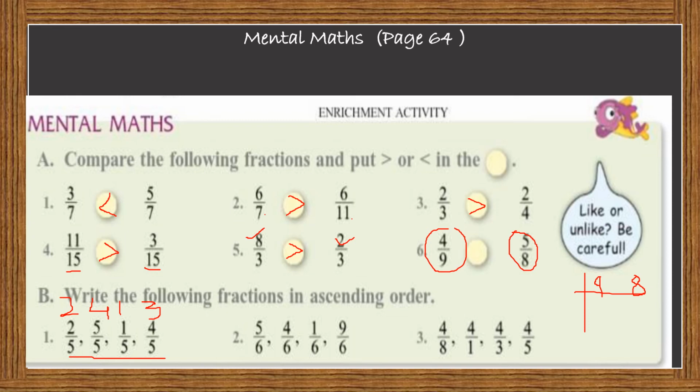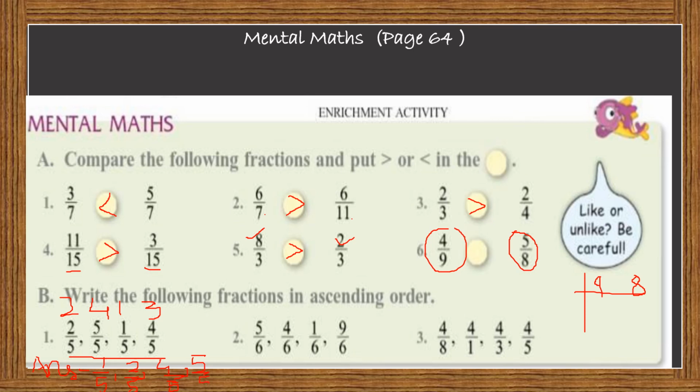So this question you will solve in the textbook itself. While writing in the textbook, you will write down the answer, and below this question you will write 1 upon 5. Then you will write down 2 upon 5. Then you will write down 4 upon 5 and then you will write down 5 upon 5.